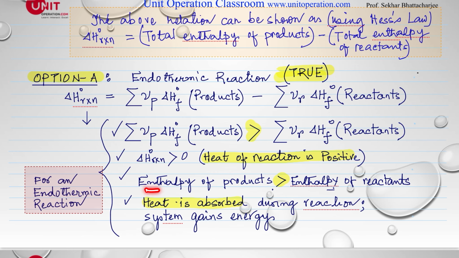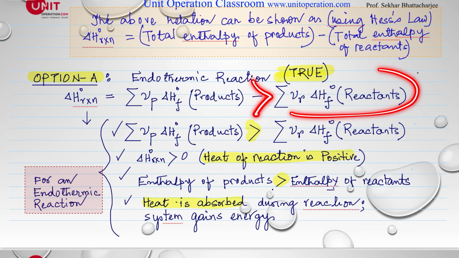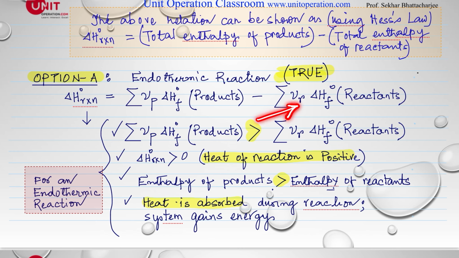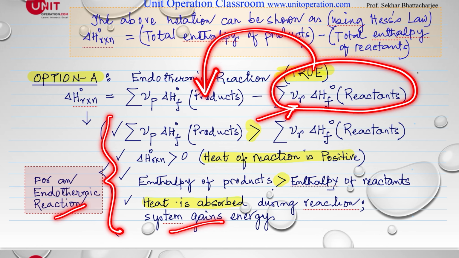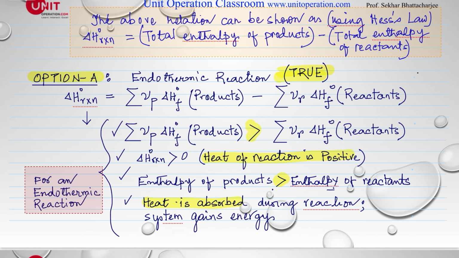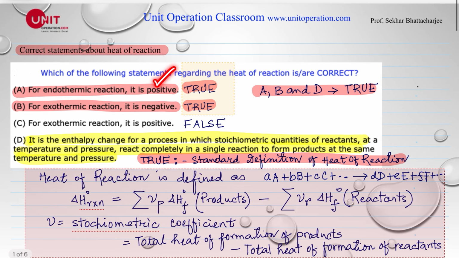The enthalpy of the products is greater than the enthalpy of the reactants, and of course, heat is absorbed. So we actually supply heat during the reaction to form the products, because they have a higher enthalpy. These statements are all true for an endothermic reaction. So the heat of reaction for an endothermic reaction is positive, which is option A, and that is true.